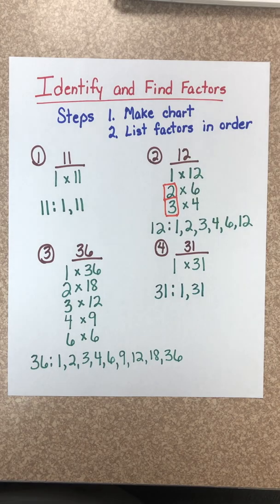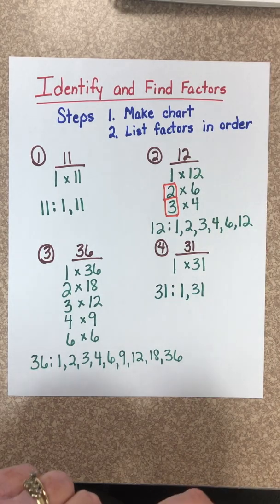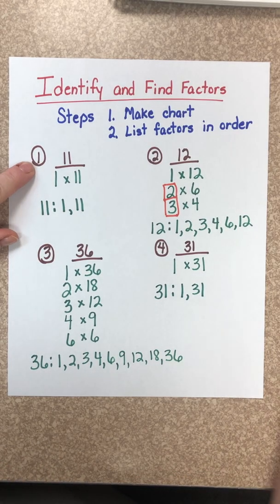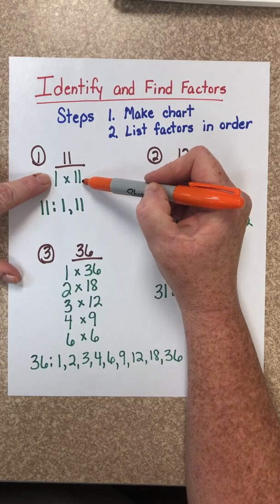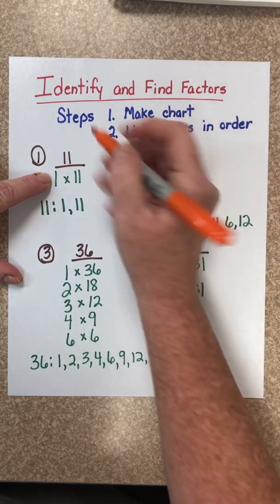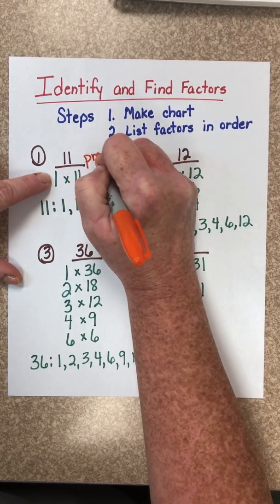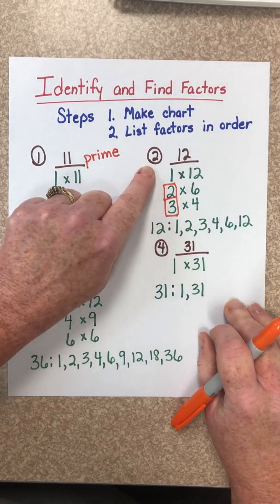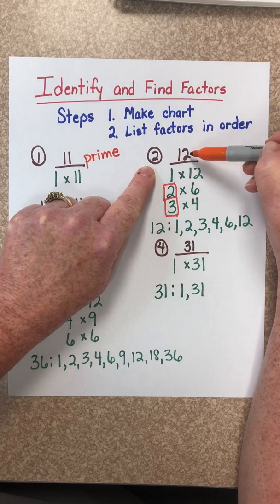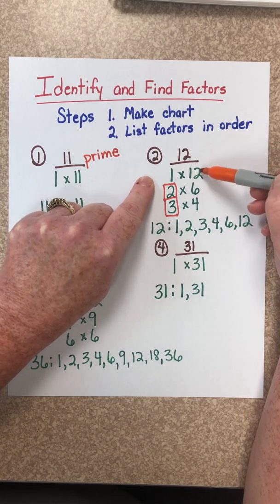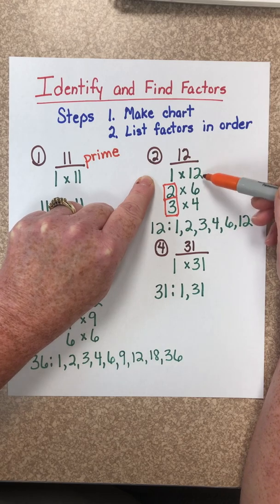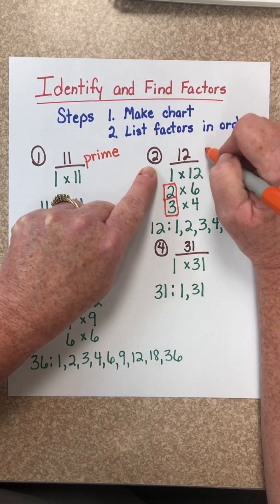So let's just take a moment and go back and label each of these examples as either prime or composite. Let's look at number 1. 11 has only 2 factors. That means 11 is a prime number. Let's look at example number 2. It's a 12. Well, look at this. In our table, we have 3 factor pairs. Well, that's more than 2, so that means that 12 is composite.